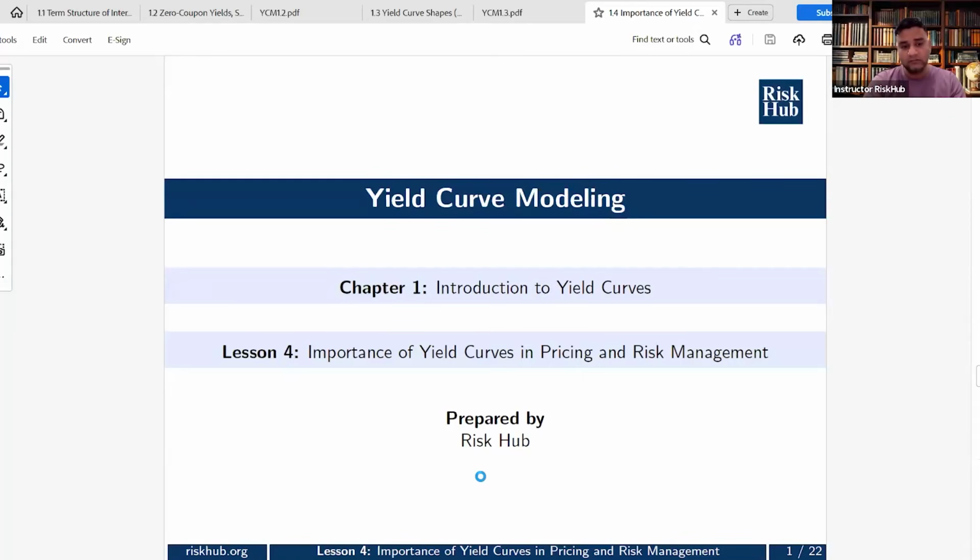In lesson number 1, we saw the term structure of interest rates. In lesson number 2, we saw the zero coupon yield, spot rate, etc. In lesson number 3, we looked at the yield curve shapes, right? Now we are looking at pricing and risk management. Okay, so let's dig deeper, guys. Let's try to understand more.